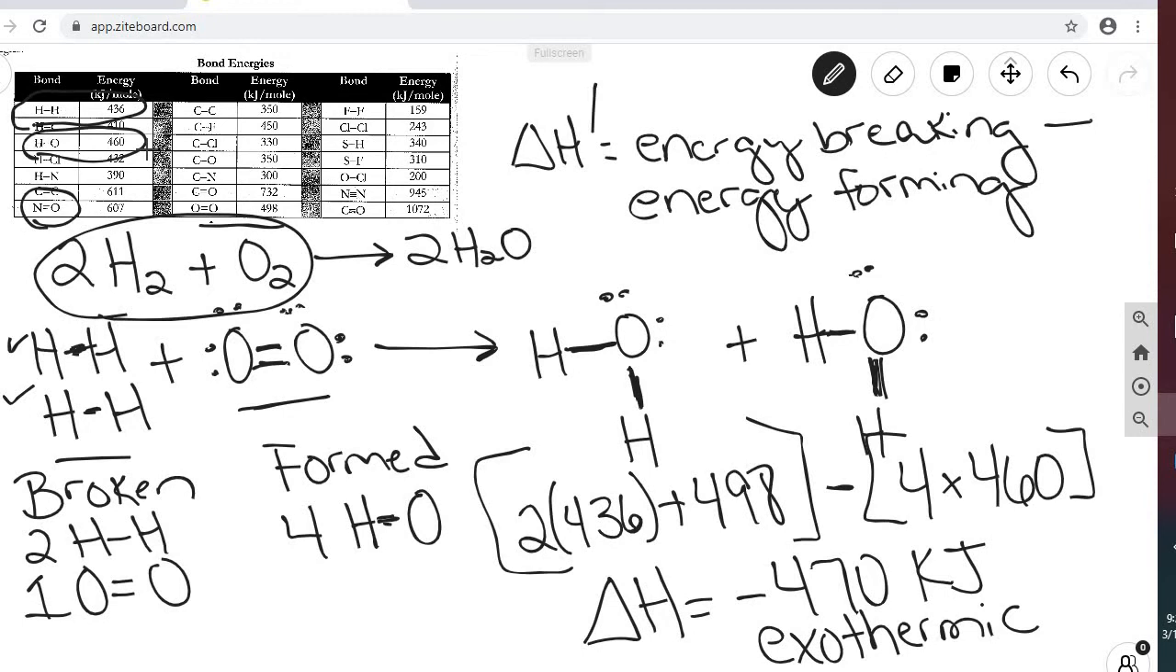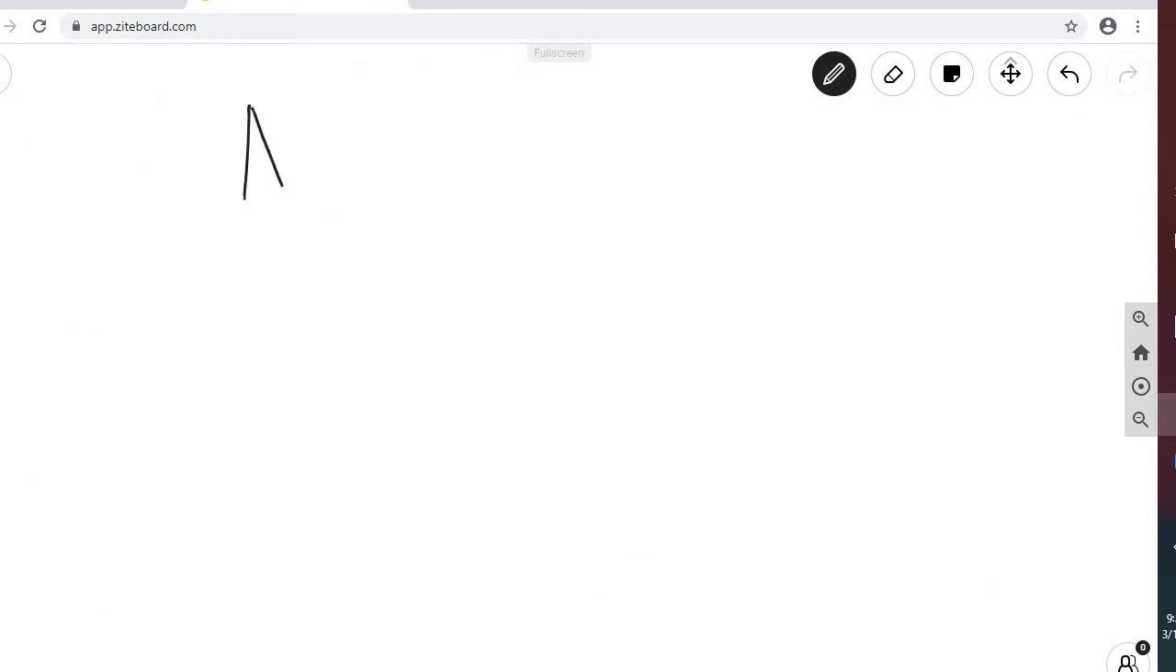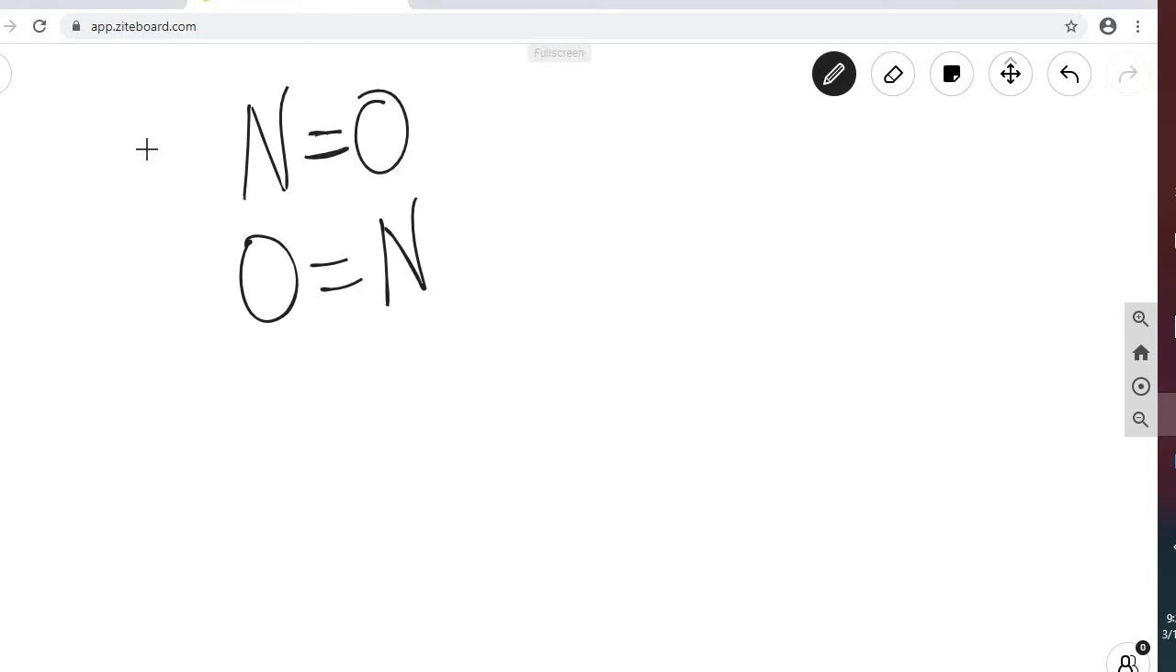It doesn't matter whether it's written like this or like this. It's the same thing. Okay, so the bond energy associated with that is the same. It's the same type of chemical bond.